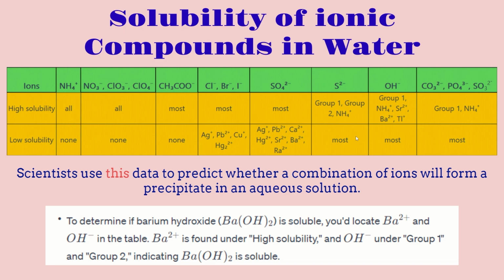We need to determine if barium hydroxide is soluble. In order to do this, let's look for barium and hydroxide. We have hydroxide up here, and now we need to look if there's anything with barium. We can see that barium is right here, barium 2+ and hydroxide. When these two combine, it should become highly soluble. If we look at the answer, to determine if barium hydroxide is soluble, you locate barium 2+ and OH- on the table, and we can see that barium 2+ is found under the high solubility. That means this combination, barium hydroxide, is soluble.